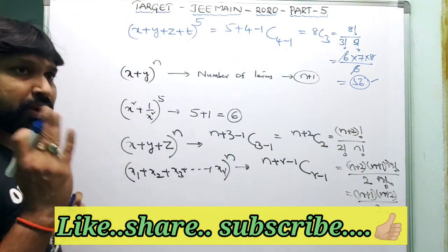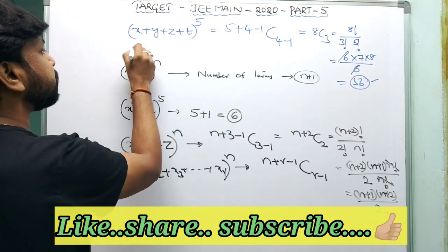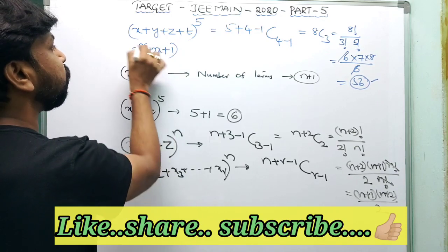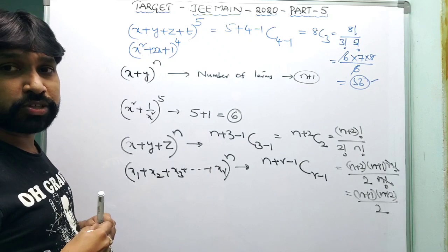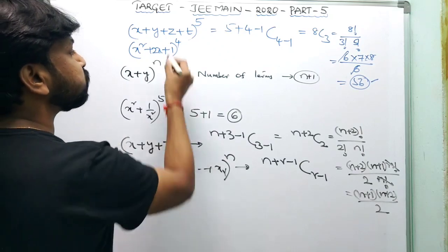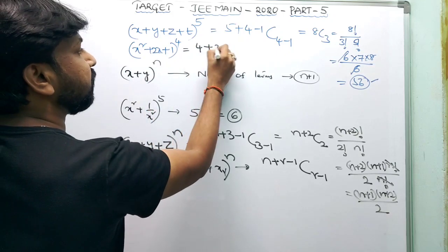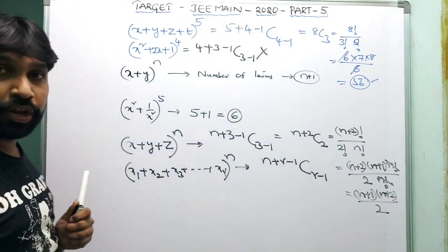One year they asked in 2013-14 time. They asked this kind of question: (x square plus 2x plus 1) whole power 4. How many total number of terms are in this expansion? Whenever this kind of approach is there, 4 plus total numbers 3 given minus 1, C 3 minus 1, this calculation is absolutely wrong, friends.